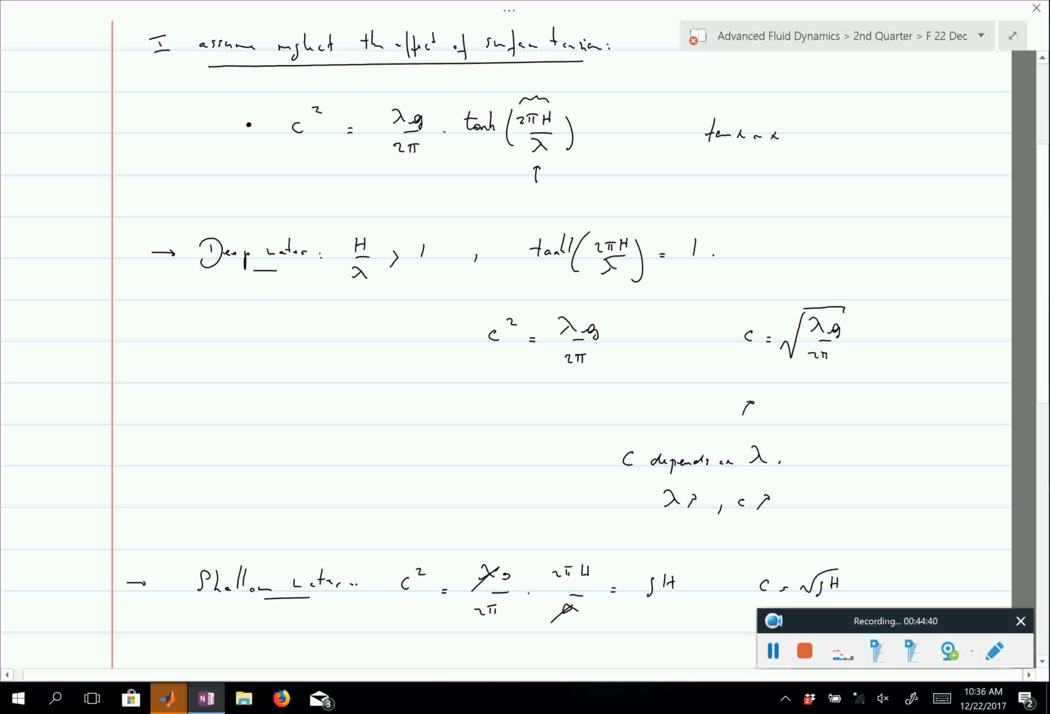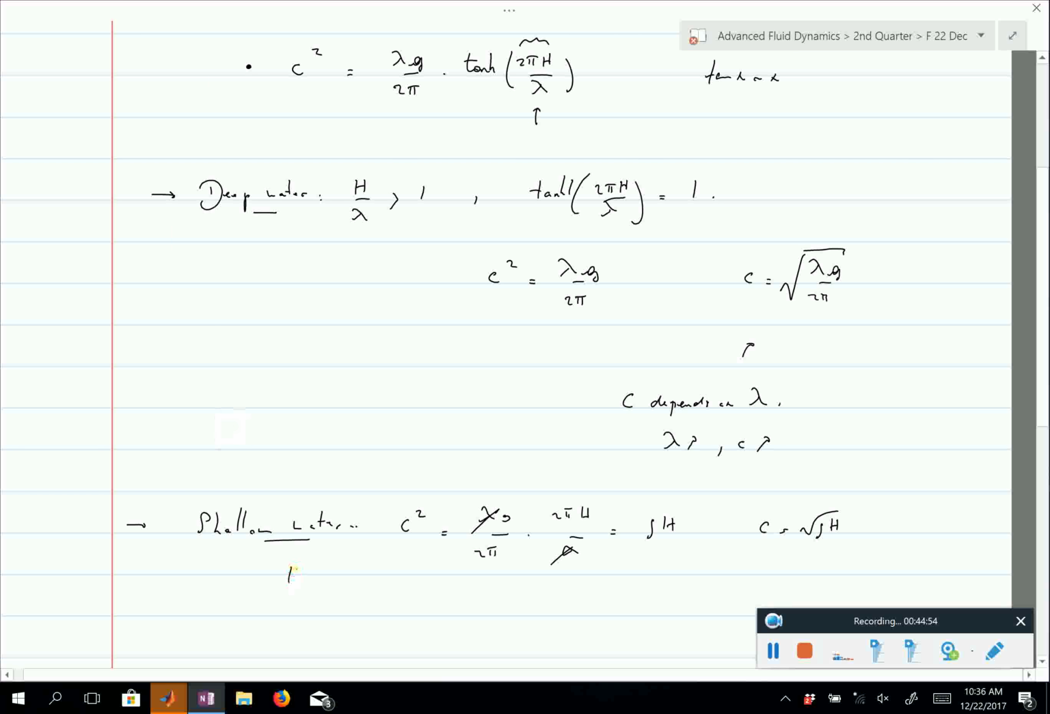The wave speed is independent of the wavelength. Right? And that is also a very important case. This is the case when your wavelength is longer than your depth. Right? So when h divided by lambda is small, that means you have long waves on a shallow bath.